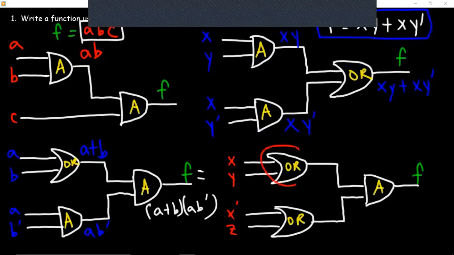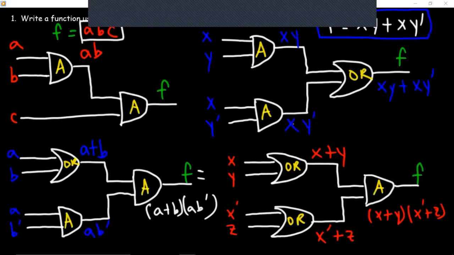So for the first OR gate, we're going to take the two inputs and add them together. So this is going to be x plus y. And for the second one, we're going to do the same thing. So this is going to be x prime plus z. Now for the AND gate, we're going to take these inputs and then multiply them together. So in parentheses, we have the first one, x plus y, and then times the second one, x prime plus z. So f is equal to what we have here.